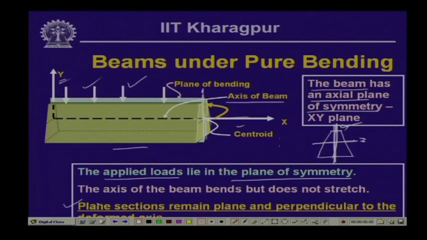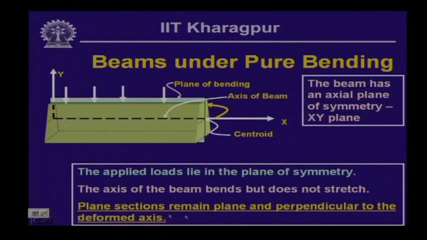That means, after the beam undergoes bending, it forms a part of a circle, and the axis also takes that form of the circle. Anywhere we take a section, the cross section remains perpendicular to the deformed axis, and the section which was plane originally remains plane even after bending. That is one of the main assumptions which we make while deriving the bending equation.